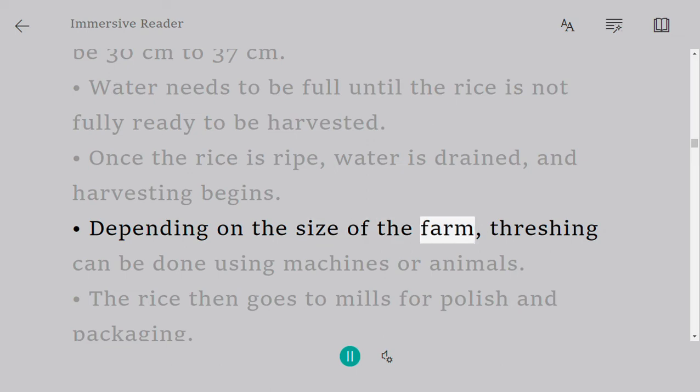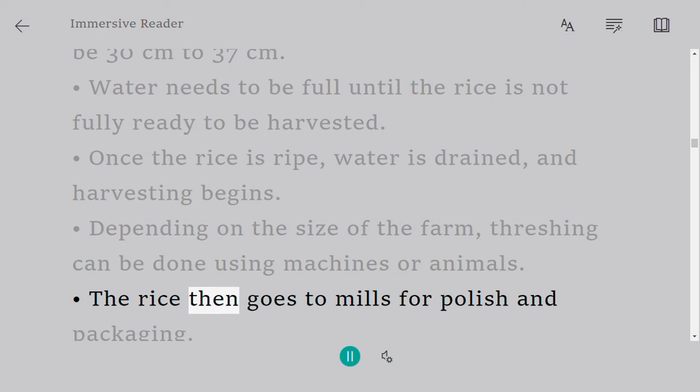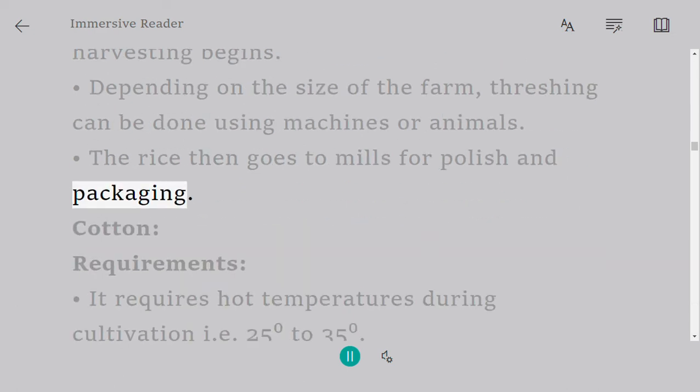Depending on the size of the farm, threshing can be done using machines or animals. The rice then goes to mills for polish and packaging.